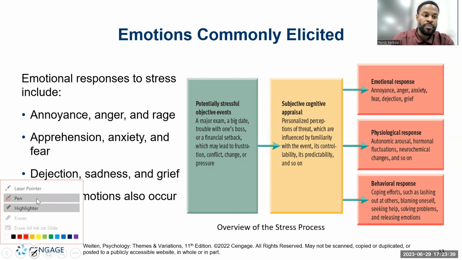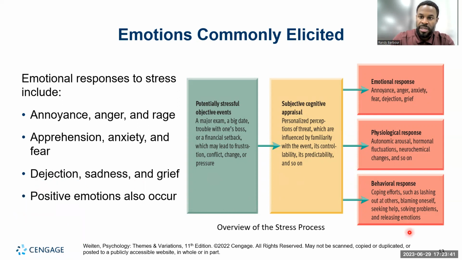When we think about responding to stress in an emotional way, different emotions are elicited when we experience stress. So you have a potentially stressful event that happens, maybe a major exam, a big date, or a financial setback. This is going to lead you to make a cognitive appraisal of it. You make some kind of subjective appraisal: do you perceive it as a threat, and do you have any control over it?